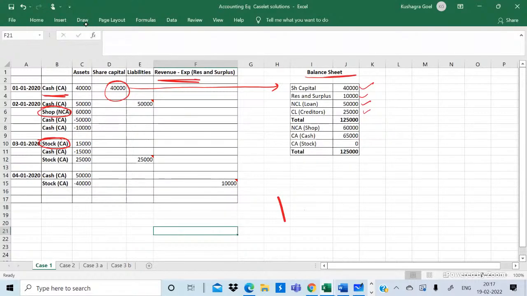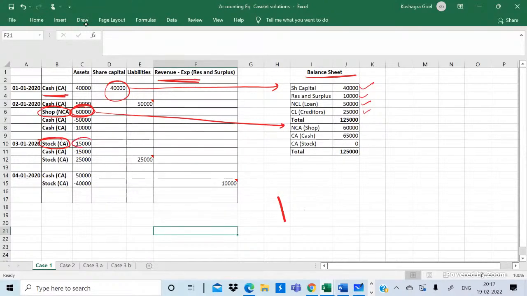So first, let's look at the shop. I have a non-current asset in terms of a shop worth 60,000. So I'll take it over here on the asset side and I'll say I've got an asset in terms of a shop, which is a non-current asset. That's a fixed asset worth 60,000.